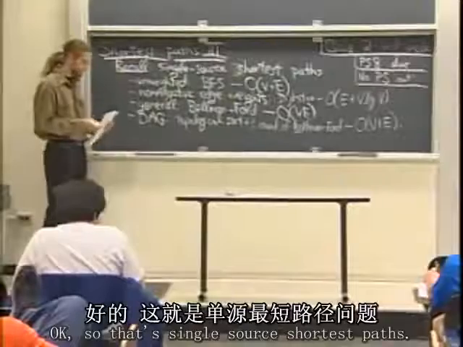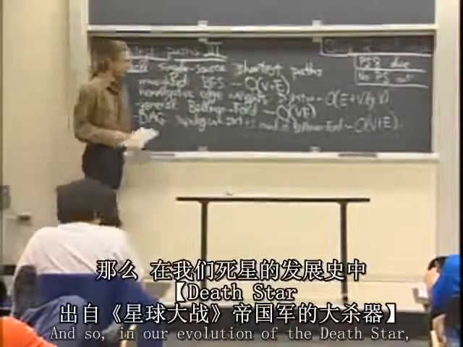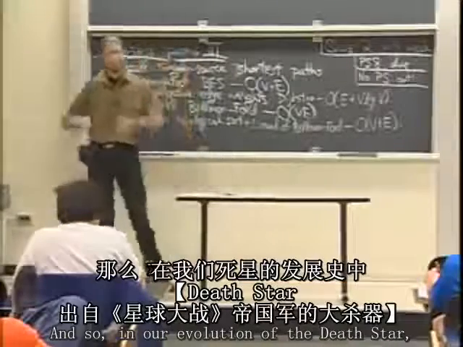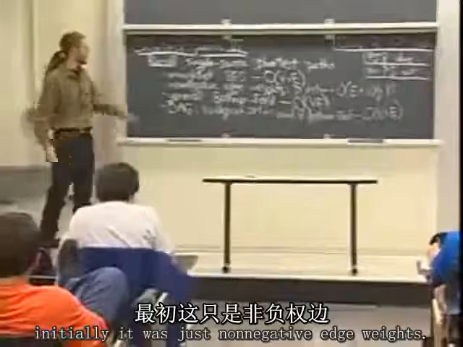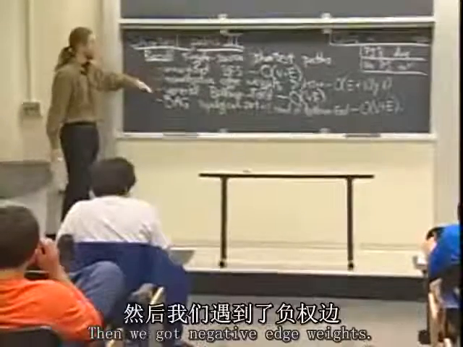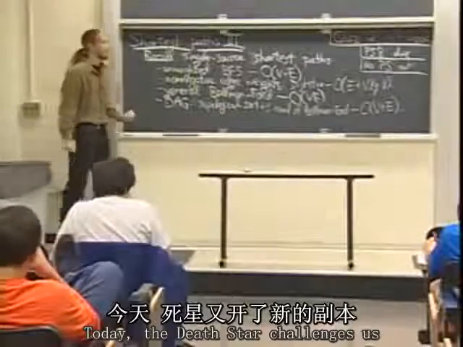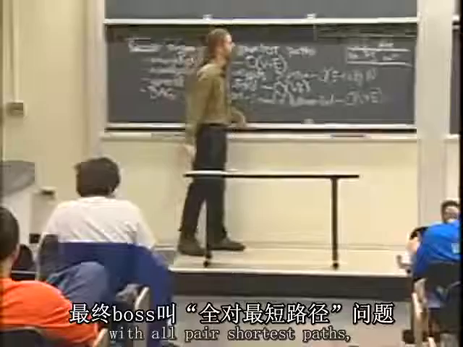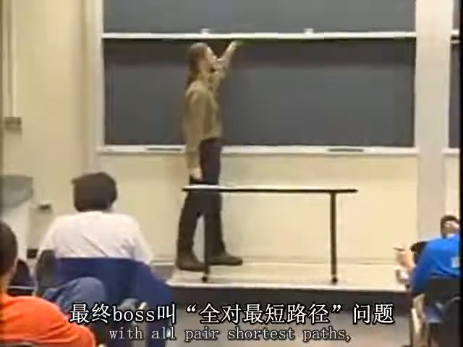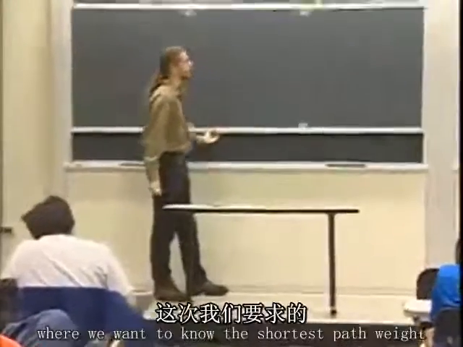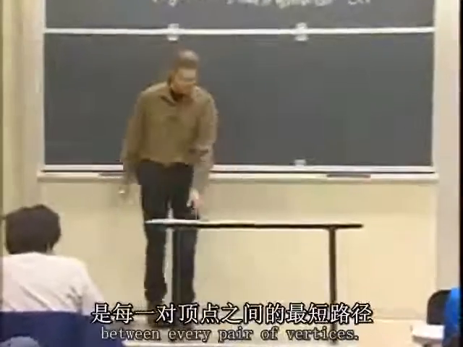Okay, so that's single source shortest paths. And so in our evolution of the Death Star, initially it was just non-negative edge weights. Then we got negative edge weights. Today, the Death Star challenges us with all pairs shortest paths, where we want to know the shortest path weight between every pair of vertices.